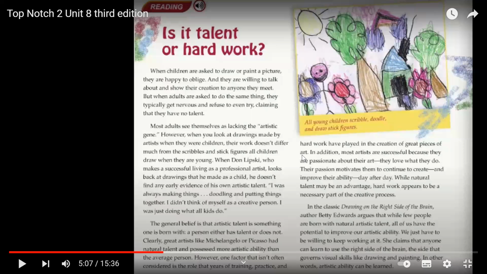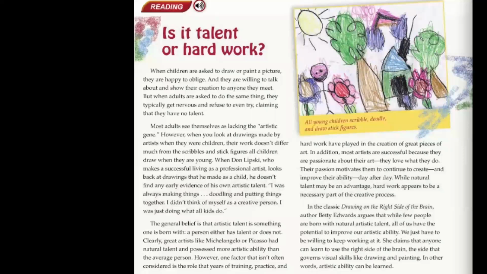Ok, le voy a regresar un poco para leerlo con el continuo. Had natural talent and possessed more artistic ability than the average person. However, one factor that isn't often considered is the role that years of training, practice, and hard work have played in the creation of great pieces of art.